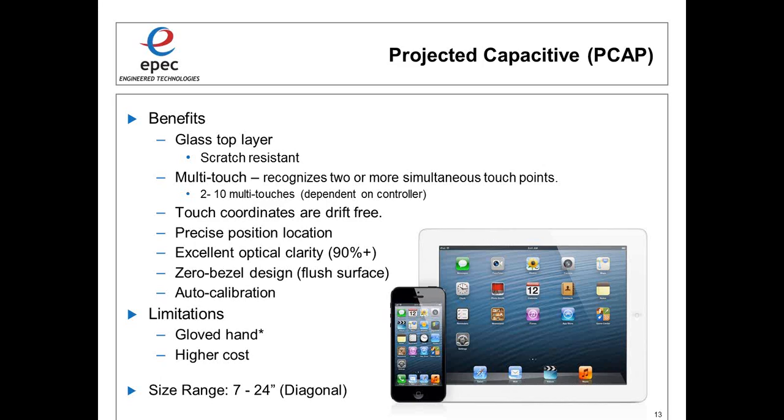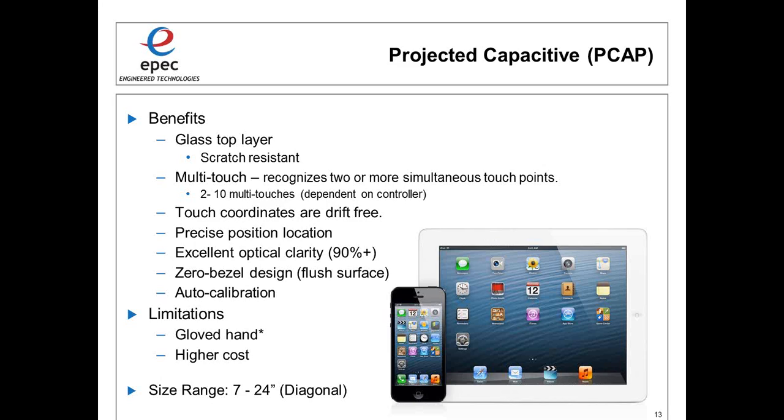The benefits to this are the top layer is generally going to be glass, and the glass is going to be scratch resistant, a very durable glass. And we can do multi-touch. So with projected capacitive, we're talking 2 to 10 touches at once, simultaneous touches and recognition of that touch point. Touch coordinates are drift-free. Projected capacitive is always scanning the XY coordinates, so it's not going to have any issues with drift. It doesn't need to be recalibrated.